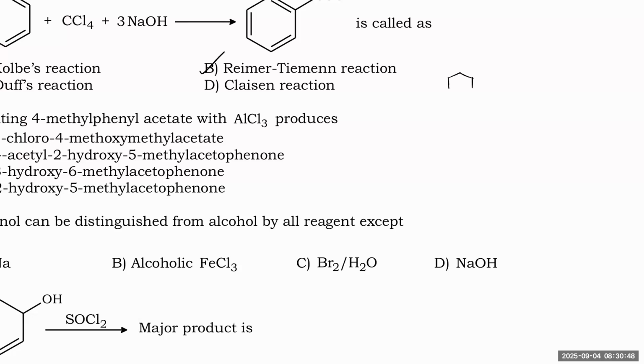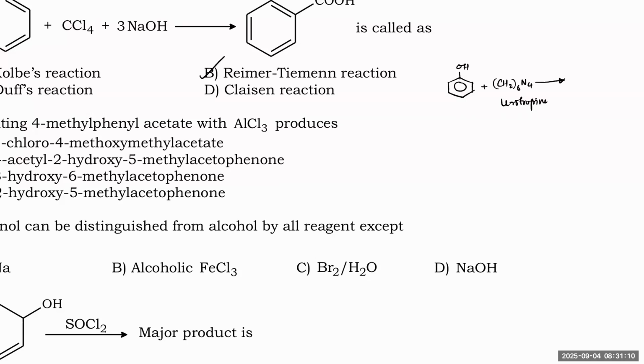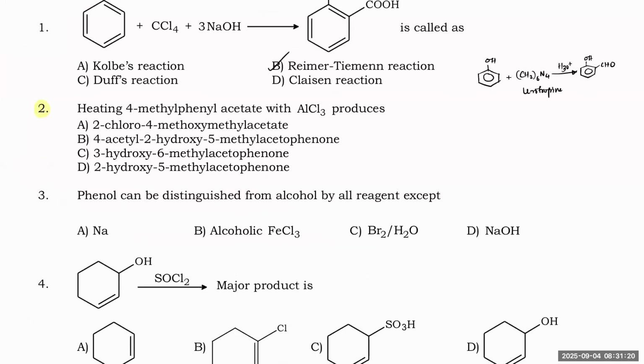So like this, again, we will be using this as a preparation in aldehydes and ketones. I'll just write it here. (CH2)6N4 is called hexamine. When you react with this, followed by hydrolysis, it will convert into an aldehyde form. That's it. This is Duff's reaction. Clear, beta? Yes, sir. Next.